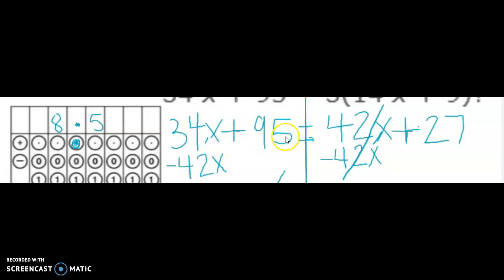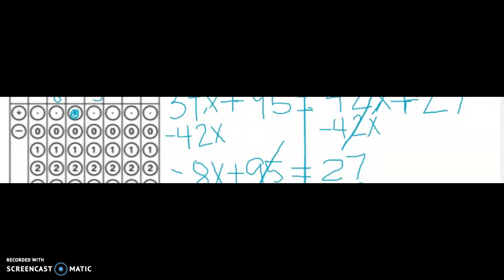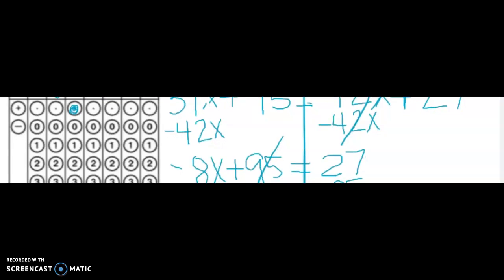Right? I didn't put it under the 95. It is lined up here because that is the operation I have to do. 34 minus 42x, right? So I'm left with a negative 8x plus 95 is equal to 42 minus 42, which simplifies to 0, so I'm left with 27 on the right-hand side.